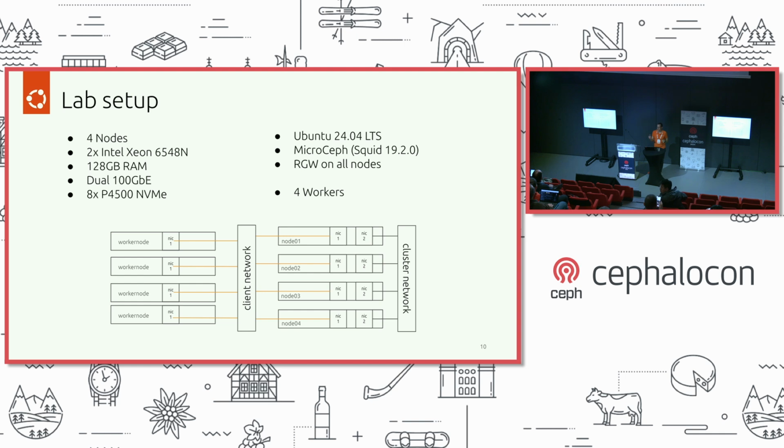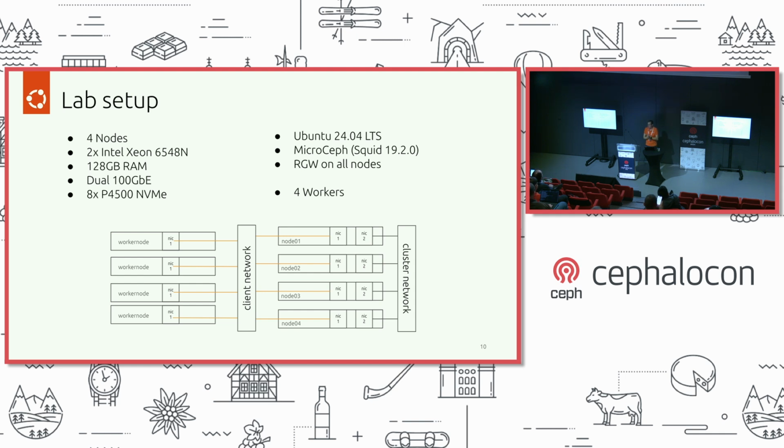We were using 24.04 LTS and also MicroCeph. The reason for using MicroCeph, it's not a small scale Ceph, it's just easy to use. I'm a product manager, I don't want to sit and deal with complexity. The idea of MicroCeph is that in like 3 minutes, I can have a functional Ceph cluster. If I do something wrong, just blow it away, start again. It's super quick and easy just to interact with. So that was why I used MicroCeph for this.